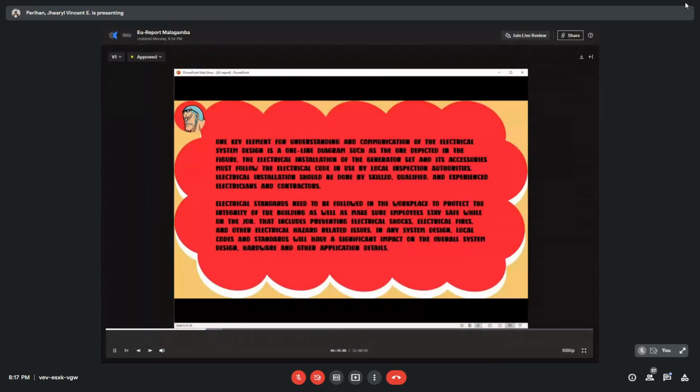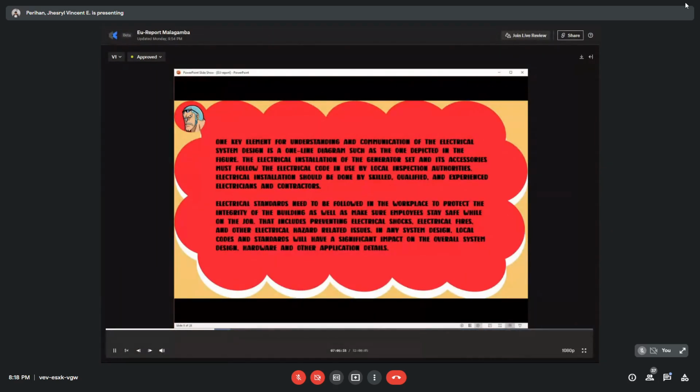So one key element for understanding and communication of the electrical system design is a one-line diagram such as the one depicted in the figure. So the electrical installation of the generator set and its accessories must follow the electrical code in use by local inspection authorities. Electrical installation should be done by skilled, qualified, and experienced electricians and contractors.